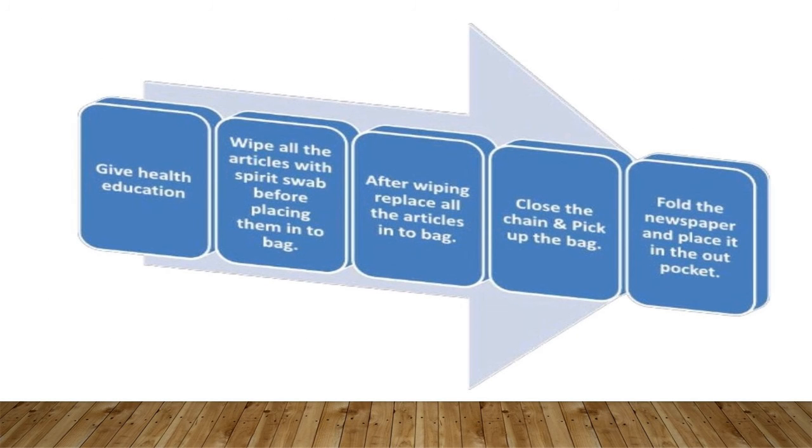Then give health education. According to the result you get from the urine analysis, you have to give health education to the client. Then wipe all the articles with a spirit swab before placing them inside the bag. After wiping and replacing all the articles into the bag, close the chain and pick up the bag. Fold the newspaper, replace it in the outer pocket. So this is the urine analysis procedure.